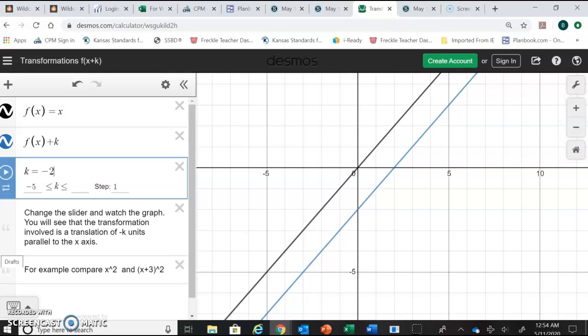F of x plus k, positive numbers, shift the graph up. Negative numbers, shift the graph down. And I'm talking about the values of k when I say numbers. So positive values of k shift the graph up, and negative values of k shift the graph down. So those would be the notes I would take for today. I would write down f of x plus k, and I would say positive values of k shift the graph up, negative values of k shift the graph down.